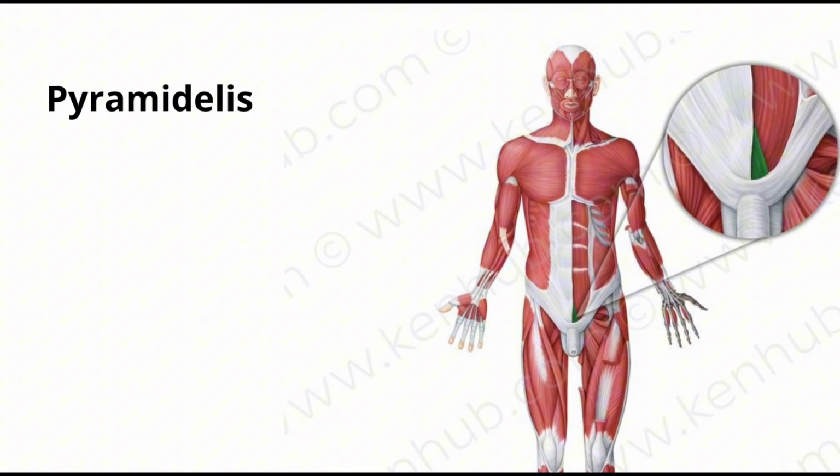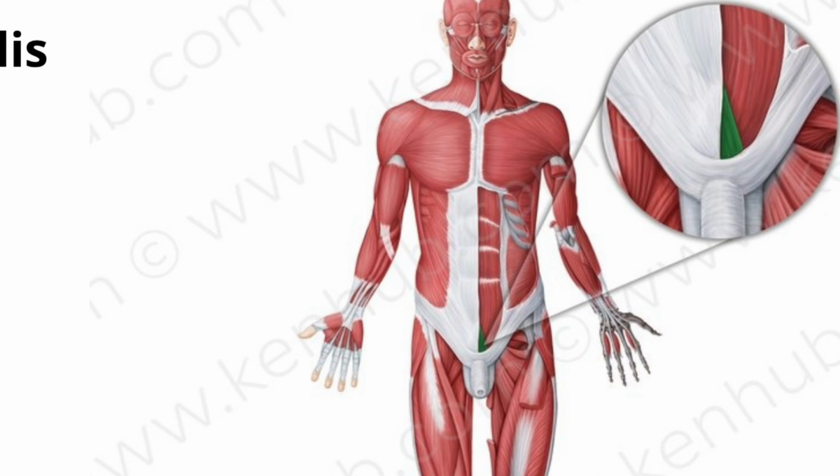The pyramidalis muscle is a small, triangular-shaped muscle located in the lower abdomen, in front of the rectus abdominis muscle and within the sheath. The primary function of the pyramidalis muscle is to tense the linea alba, which helps to provide stability to the anterior abdominal wall.